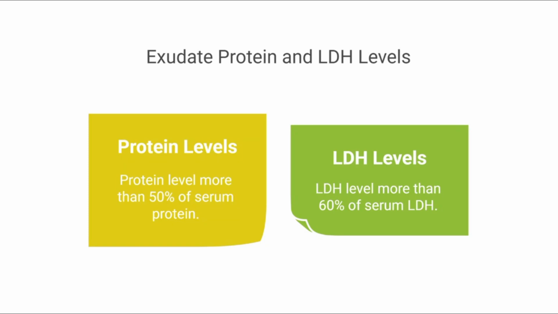Other very important points to differentiate between exudates and transudates are the protein levels and the LDH levels. Protein levels more than 50% of the serum protein indicates exudative effusion. Also, LDH levels of more than 60% of the serum LDH indicates exudative effusion.